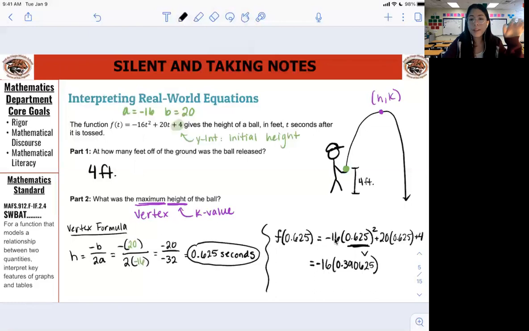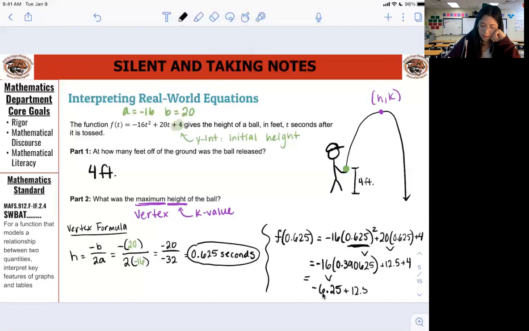Okay, don't be afraid of these long decimals. We're using calculators anyway, so it's fine. And then what's 20 times 0.625? 12.5, and then plus 4. All right, and then finally we need to do negative 16 times 0.390625. Negative 6.25. Perfect. So we have negative 6.25 plus 12.5 plus 4.